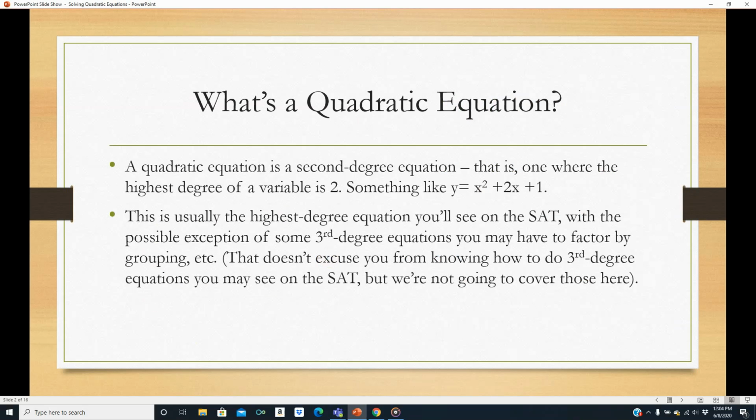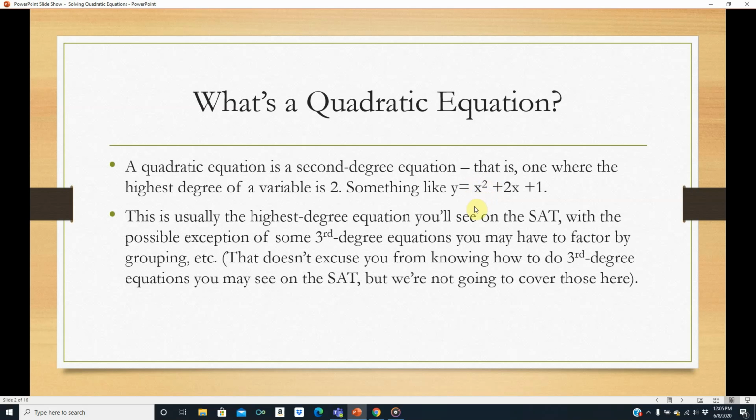What's a quadratic equation? Well, I'm glad you asked. A quadratic equation is a second-degree equation. That is one where the highest degree of a variable is 2. So something like this here, where y equals x squared plus 2x plus 1. So it's a second degree because the highest degree of x is 2.